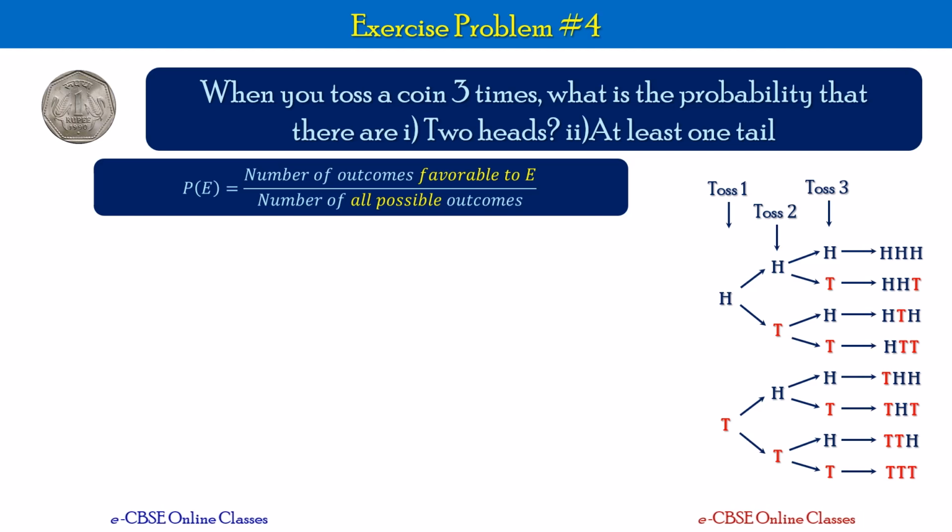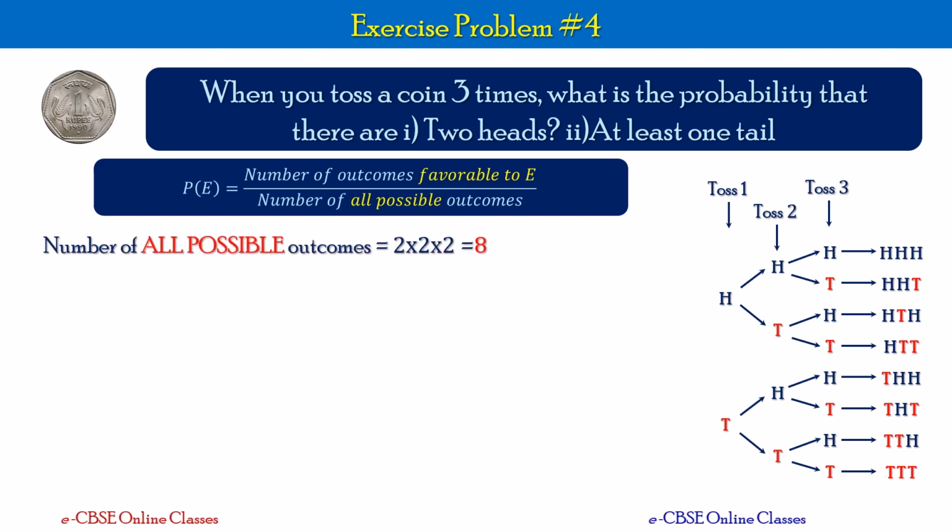If you write down the combinations here, the first combination is H, H, H, which is all heads. Second combination is head, head and tail. And similarly, you write down all the combinations here. So in total there are 8 possible outcomes. That will be my denominator for both the sub problems given in the problem discussion.